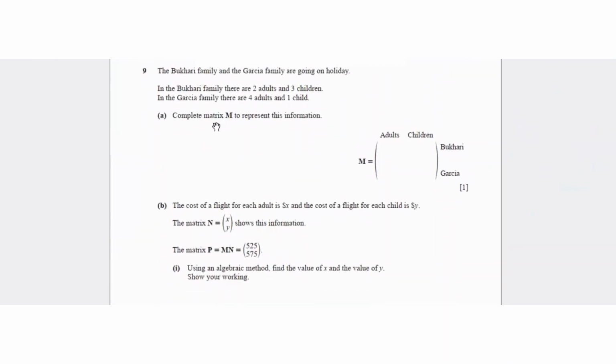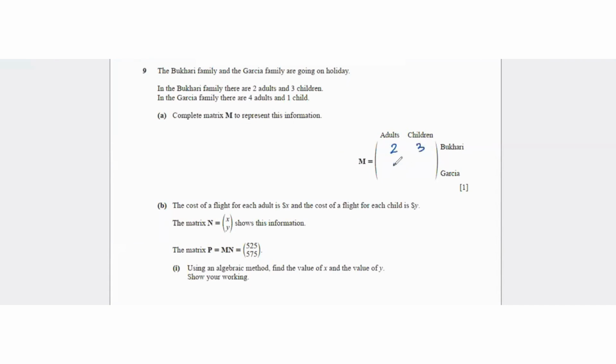And the next question says that the Bukhari family and the Garcia family are going on holiday. In the Bukhari family, there are 2 adults and 3 children. And in the Garcia family, there are four adults and one child. Complete matrix M to represent this information.